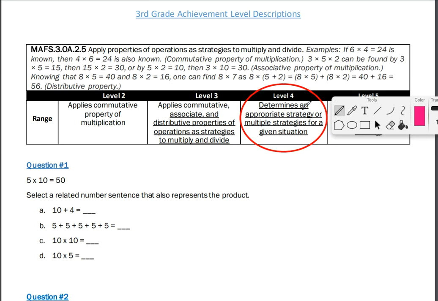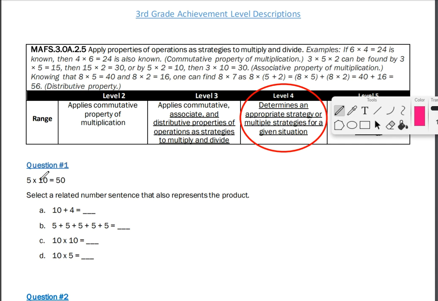So what we're looking for today is determining an appropriate strategy or multiple strategies for a given situation. So here we're just trying to find good ways to solve it. This is more focused on us being efficient and doing things the best way and the easiest way than it is us doing big crazy operations. Here they're just looking for us to kind of show that we know our stuff. Let's look at question number 1.